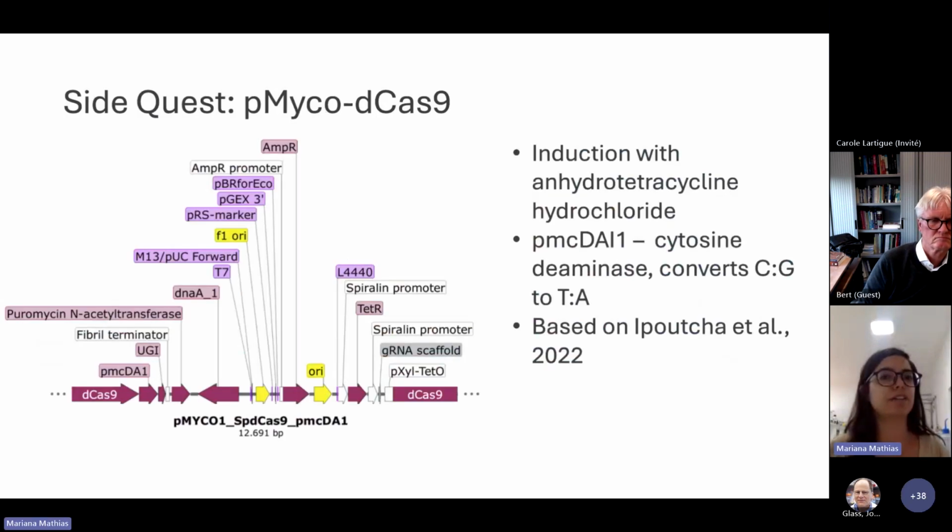But on a side quest, we are trying to work out a Cas9 system based on Pascal's work that was already published. It's also induced by tetracycline, but in this one the Cas9 does not cleave our genome. It just takes a cytosine deaminase to the site and converts cytosine and guanine to thymidine and adenine. So we can try to induce mutations on the bases.